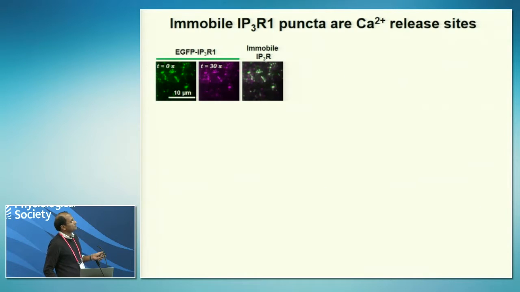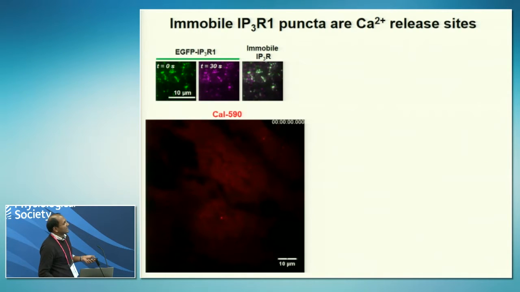And first, it is important to establish what is a mobile site and what is an immobile IP3 receptor. So by overlaying pseudo-colored EGFP-IP3R1 images separated by 30 seconds, immobile IP3 receptors were uniquely identified as white spots. So whatever is white here is an immobile IP3 receptor because it hasn't moved for 30 seconds.